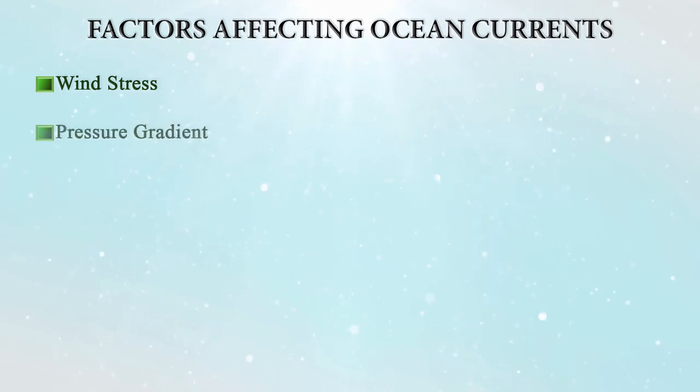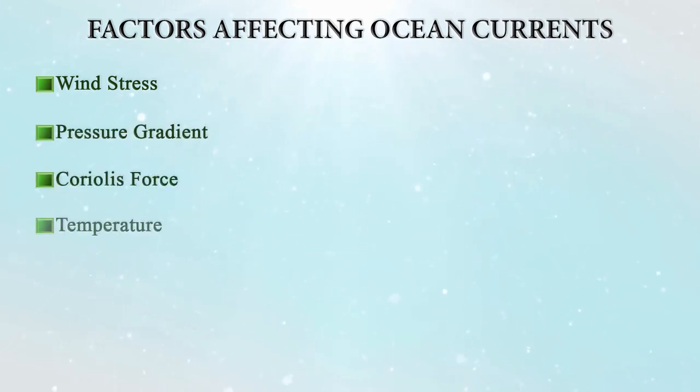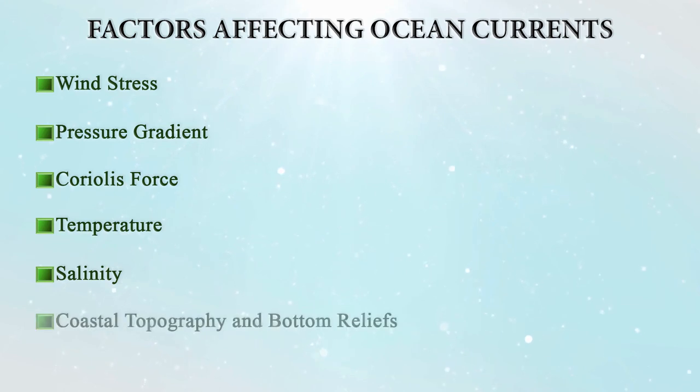So currents are important because they are able to drive oceanic waters to thousands of kilometers, and in this way energy is transferred through mixing and transportation of waters of different temperatures and densities. So what are the factors that affect the movement of ocean currents? You will get to know in this video program that there are several factors like wind stress, pressure gradient, Coriolis force, temperature, salinity and coastal topography and bottom reliefs of the oceans that affect the movement of ocean currents.